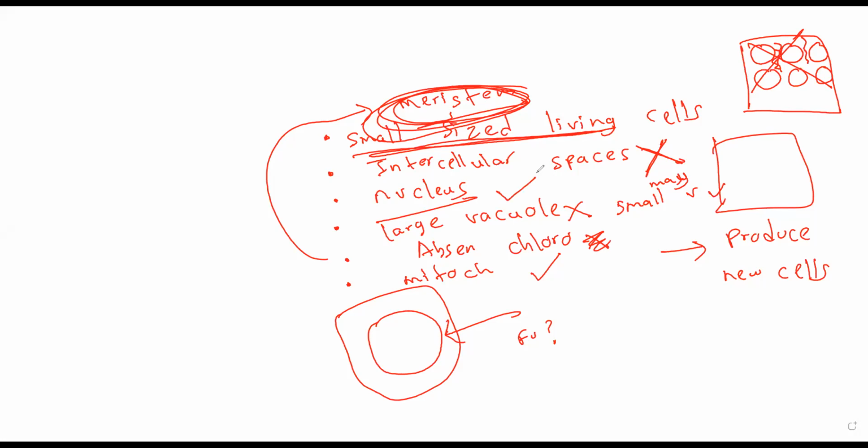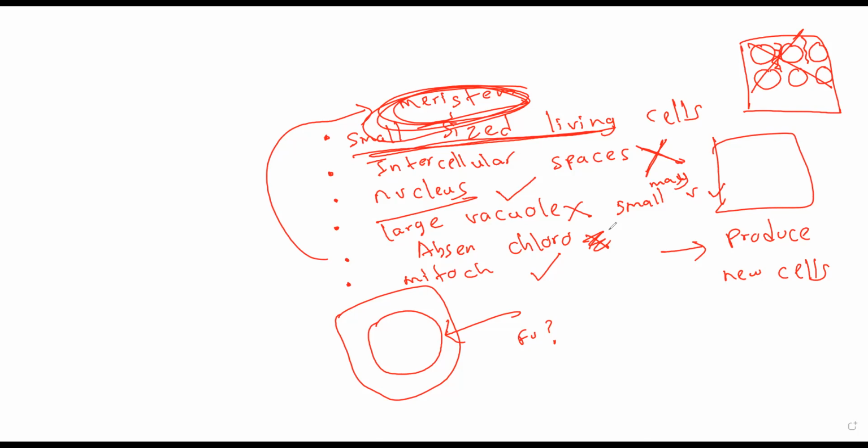Okay, and do they have a large central vacuole? Do they have? No, but sometimes small vacuoles may be present. Do they have chloroplast? Can they do photosynthesis? No, they don't have chloroplast. So if they don't have chloroplast, then they don't have the chlorophyll. Do they have mitochondria? Yes, they have. Why do they need mitochondria? To get the energy. So these are the features of the meristematic tissue.